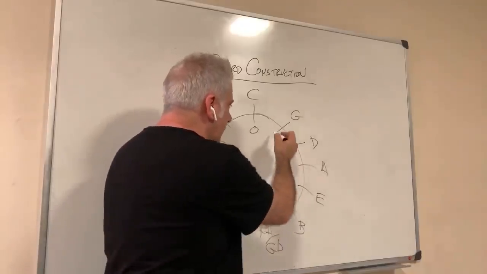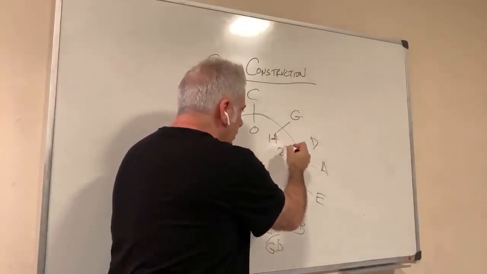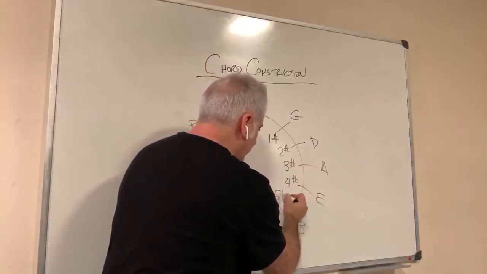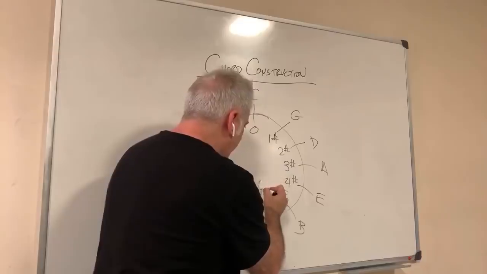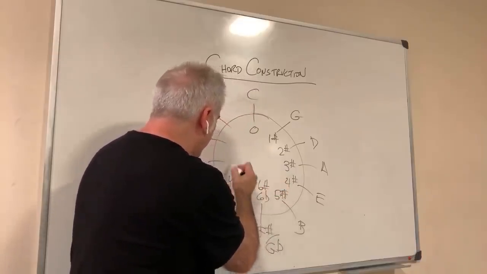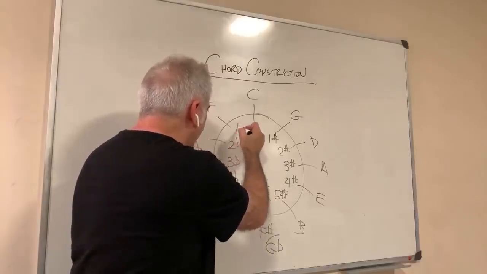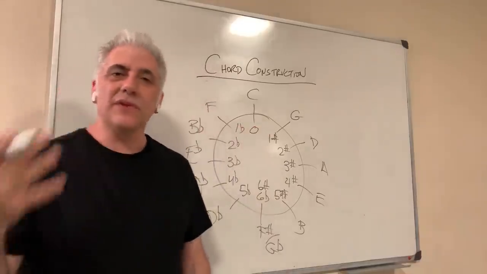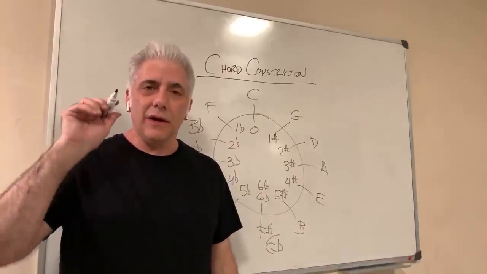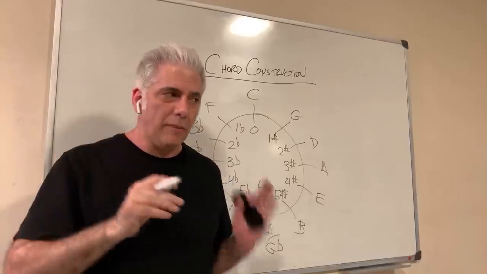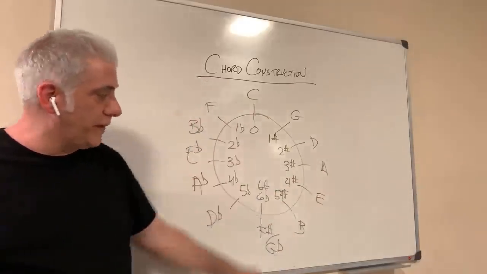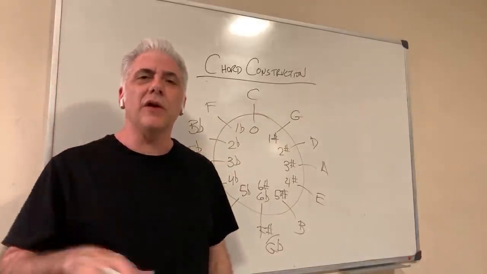0 sharps or flats, 1 sharp, 2 sharps, 3 sharps, 4 sharps, 5 sharps, 6 sharps or 6 flats, 5 flats, 4 flats, 3 flats, 2 flats, 1 flat. Okay? We talked about this last week. If you go back to my Basics of Music Theory video with a whiteboard and watch that, I explain the circle of fifths and how that works together.